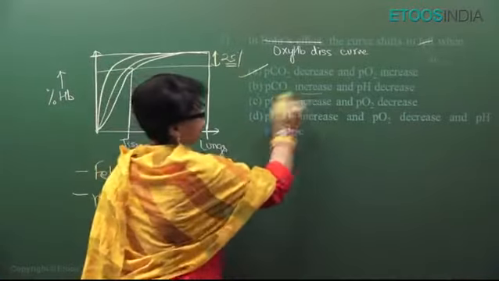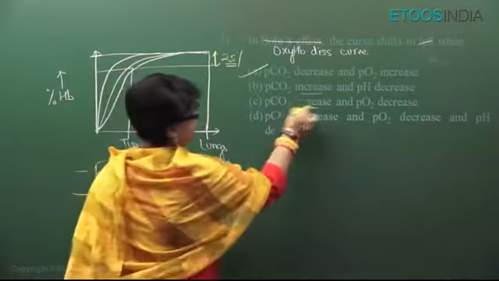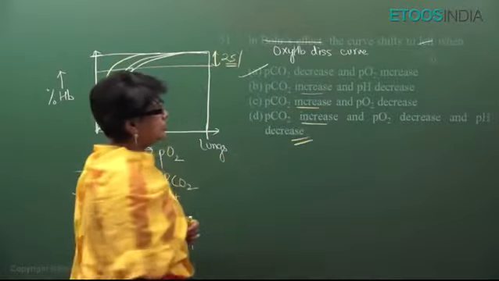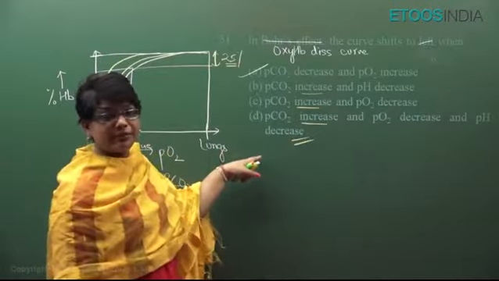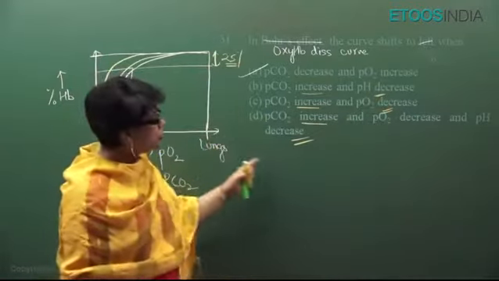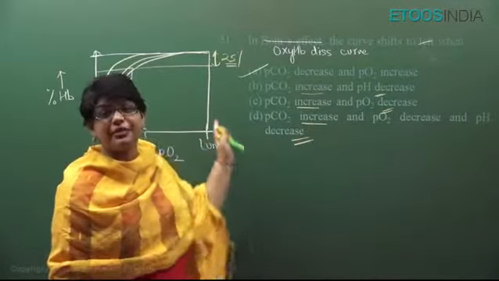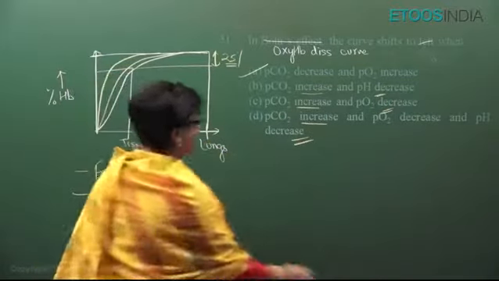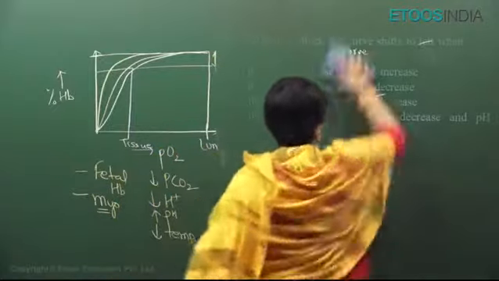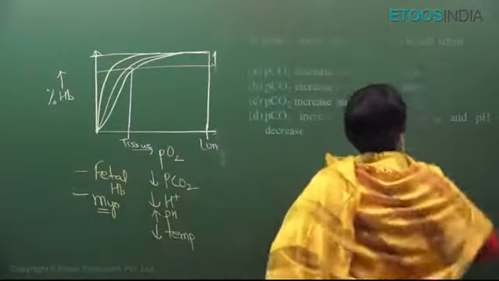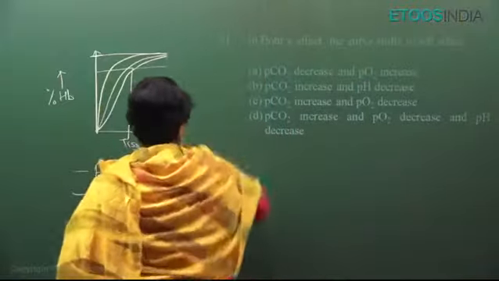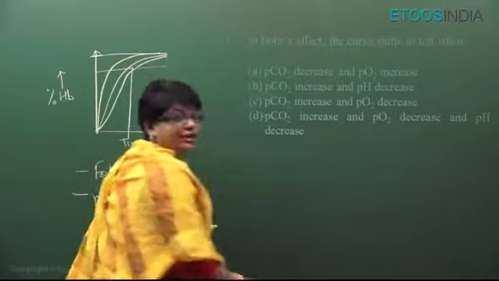If CO2 increases, pH decreases, then in these conditions what will happen? pH decrease, PO2 decrease. All these are conditions where there will be right shift. That means Bohr's effect. Alright. So left shift is less CO2, less temperature, less H ions, pH increase, then it is left shift. Bohr's effect is right shift.